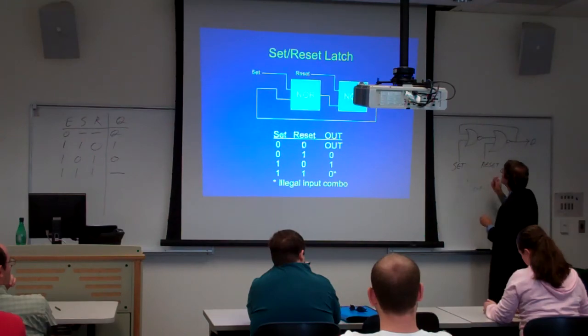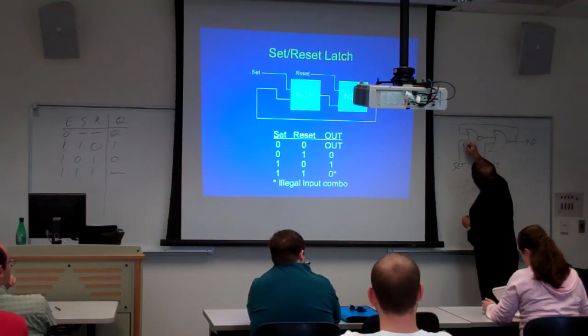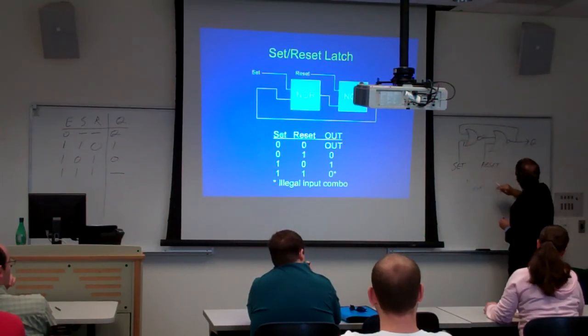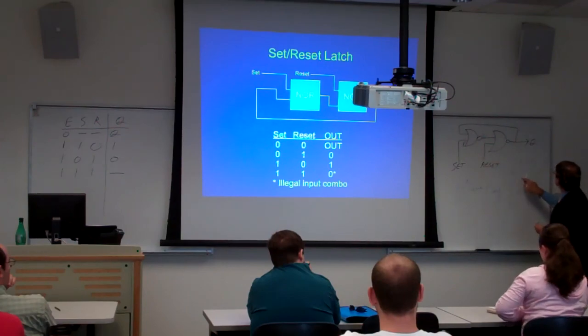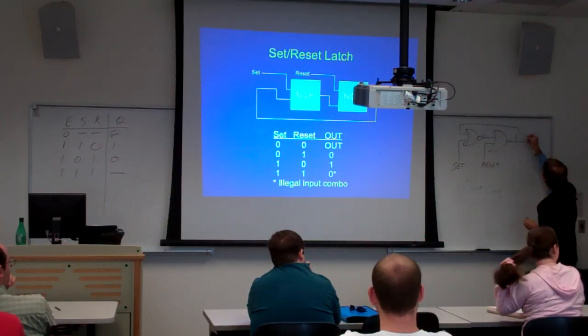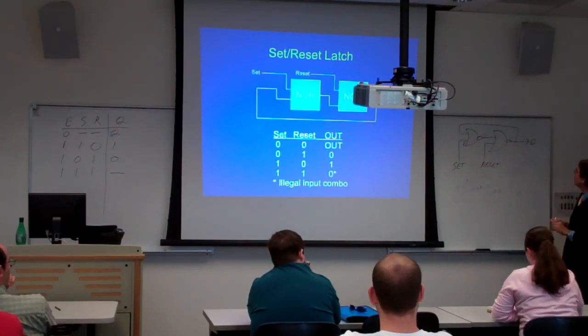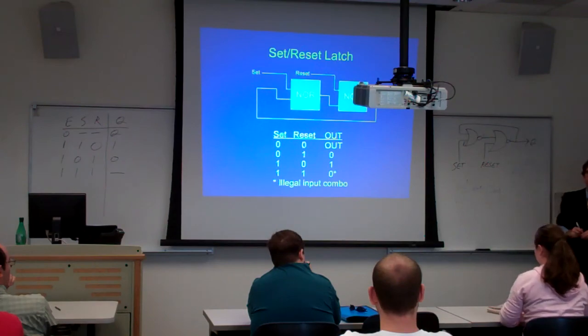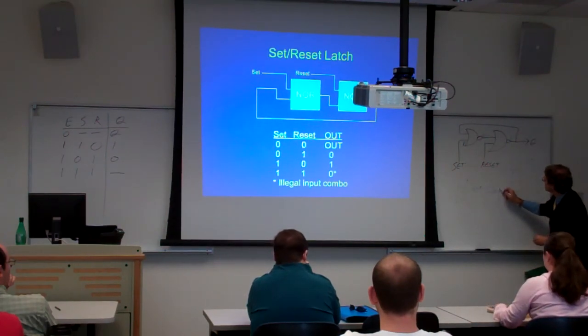Okay, if you raise the set line to one, well, one NOR with anything is a zero, so this drops. Reset is 0, so 0 NOR with 0 is 1, and there's your output. So what you're doing is temporarily forcing this to output a 0, which forces this to be a 1.